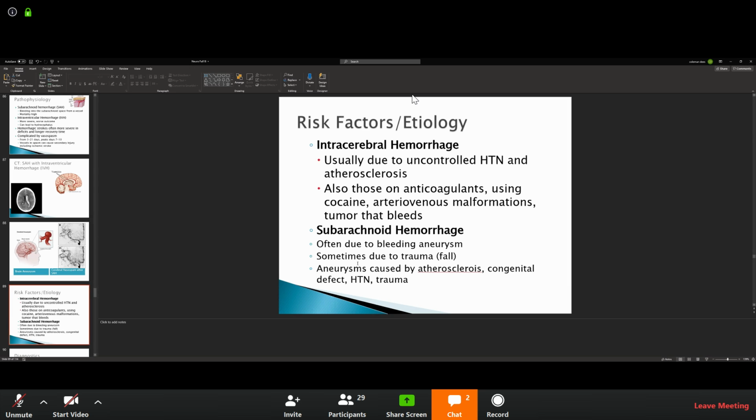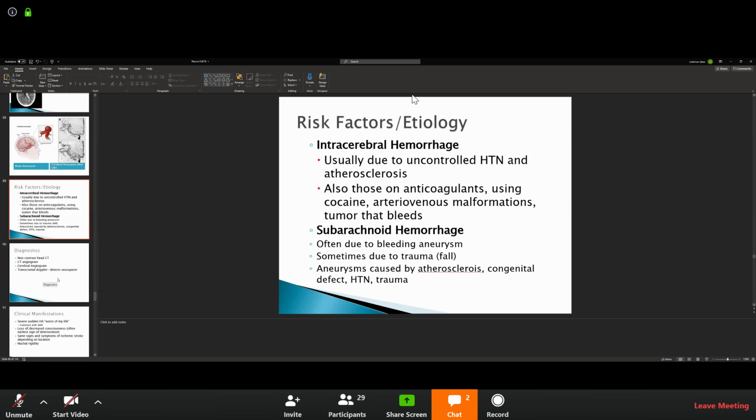So subarachnoid hemorrhages are almost always due to bleeding aneurysms, but can be due to trauma. If a patient has a traumatic subarachnoid hemorrhage, it's typically much smaller and much less deadly. Aneurysms, we talked about the causes of aneurysms already, but it says here that they're caused by atherosclerosis, which can happen. But one thing I do want to mention is that aneurysms can become very atherosclerotic, which makes them very difficult to treat.